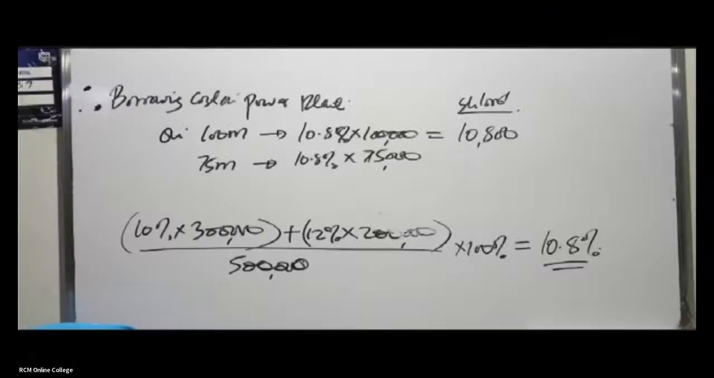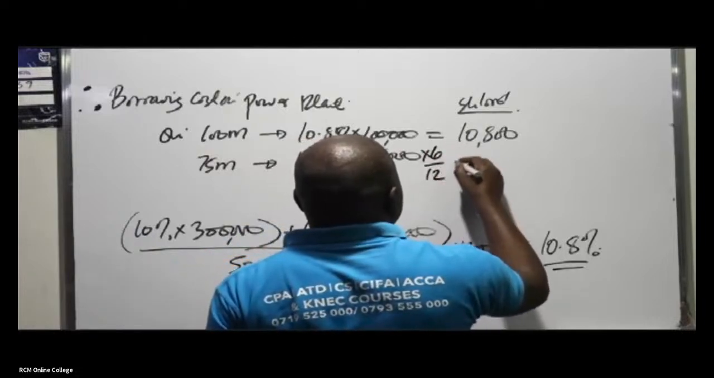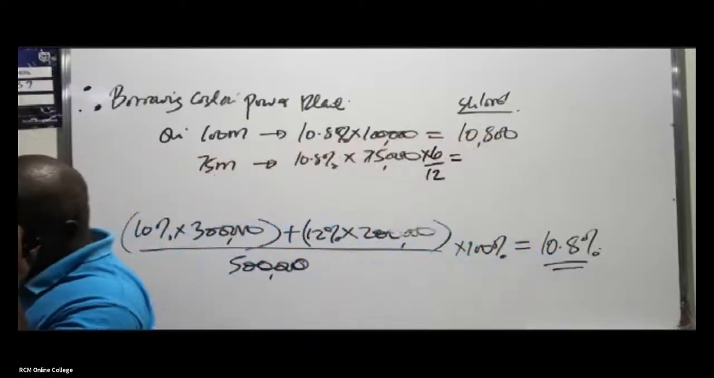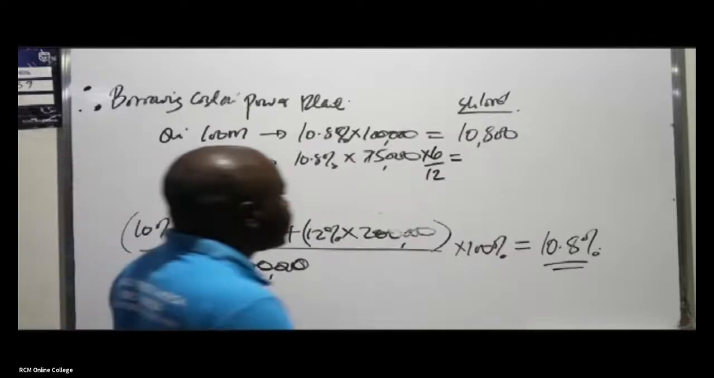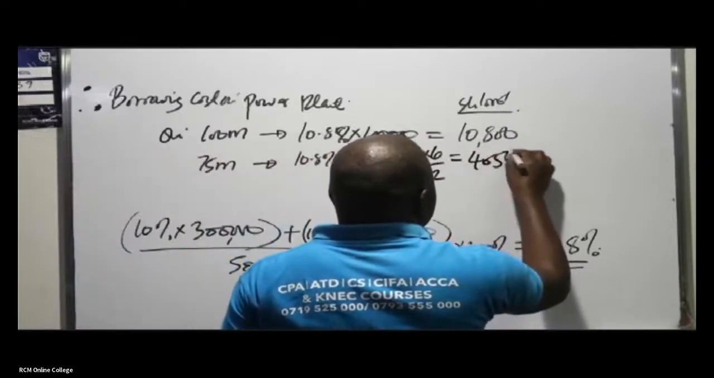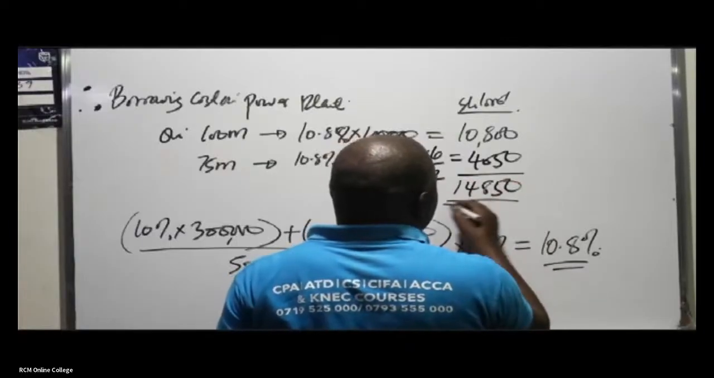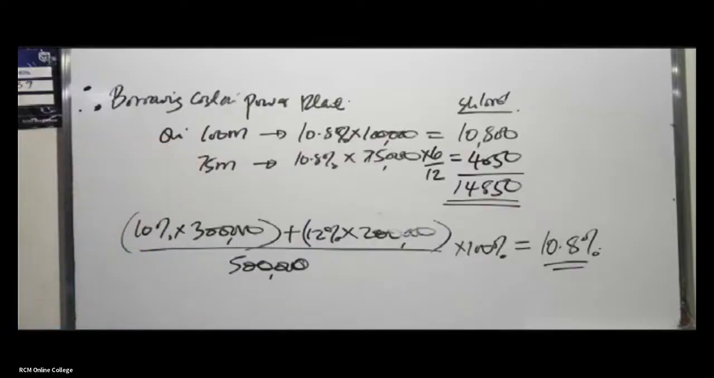And then we have to consider that period, so you multiply by 6 over 12. With that, you get the difference, 40, 50, because the amount was for 6 months. Therefore the borrowing cost will be 14,800. That is the borrowing cost on the power plant. So you add the two. Then you can go to the borrowing cost.